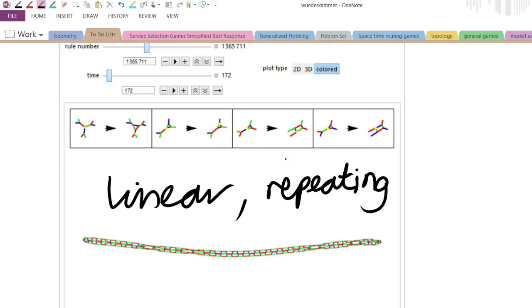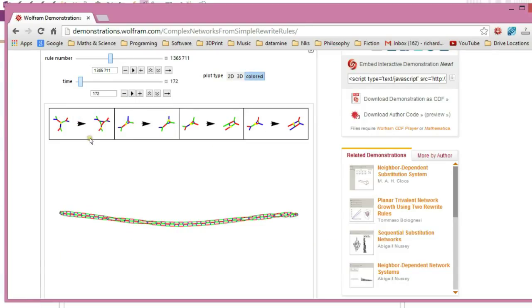Potential applications, let me think. Well, again, I guess it could be applied to jewelry and things like that, but I'm not going to bother writing that down. I think it's fairly easy to make linear network structures like this, so it's silly to write down an application for it. So let's pick another rule.